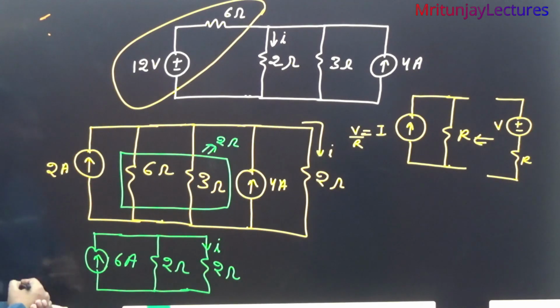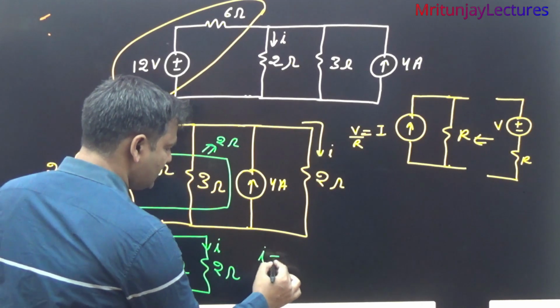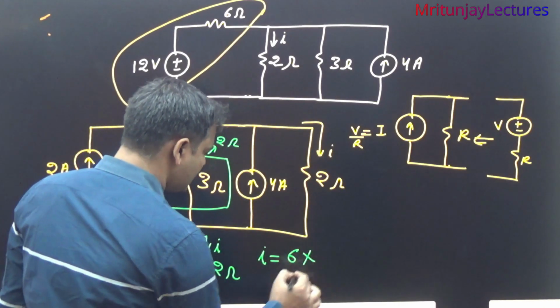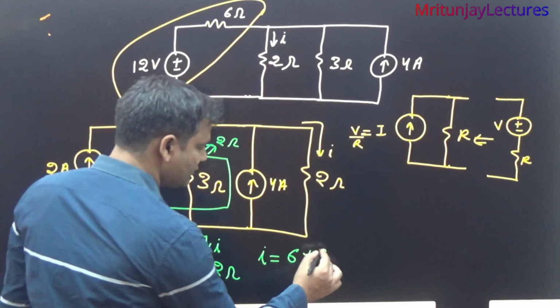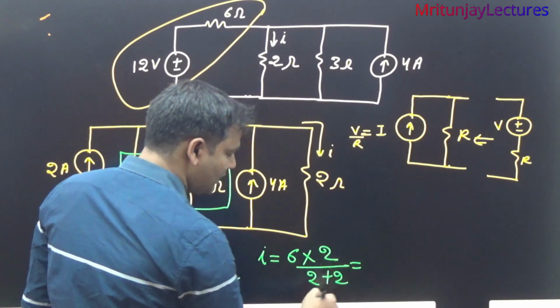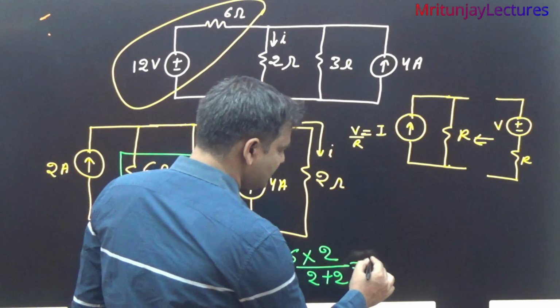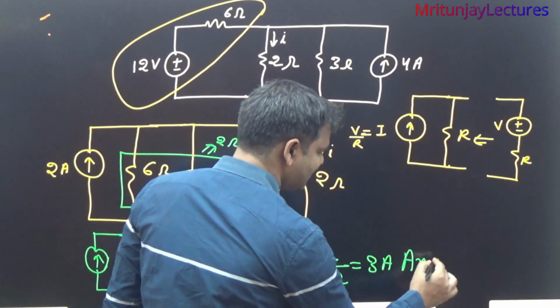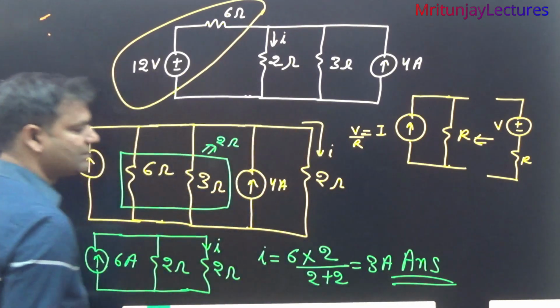After that, apply the current division rule. 6 into 2 divided by 2 plus 2. So 12 divided by 4, that is 3 ampere, the right answer. Make it. Okay, make it very simple.